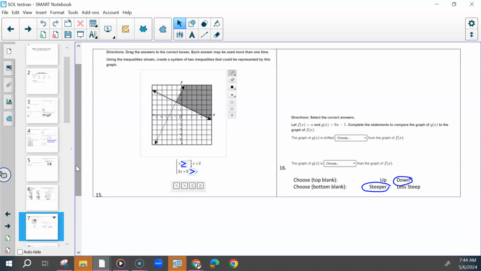16, if you were doing this on the computer or on the app, it would be a drop-down menu, but because it's on paper, you can't really do that. So the first one was down, and the second one was steeper. And go on to the next page.